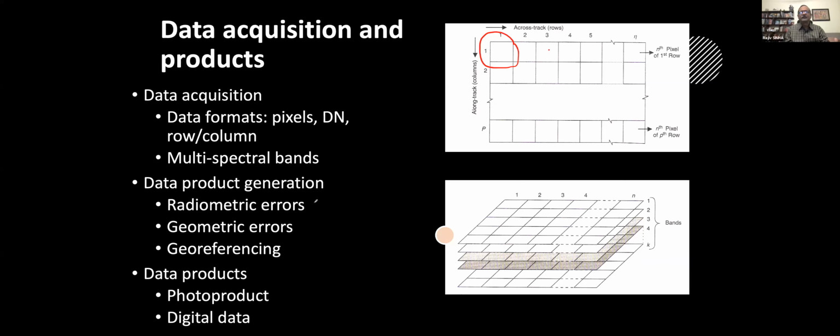Most of the time, these errors are already corrected when the data is supplied to you, but I will go through them very quickly just to make you aware of what kind of errors there are and how they are corrected. Then, the data product is generally provided either as a photo product, so you can get an image of the area, or you can get digital data. Earlier, they were only providing us the photo product generally, but now digital data is much more common because then we can process the data and create products of our choice. So I'll talk about some of those products as we go along.